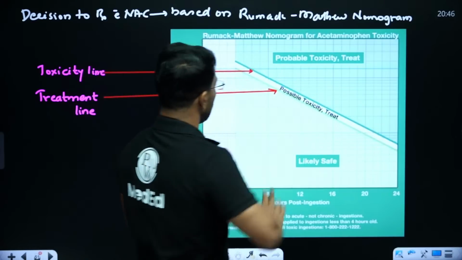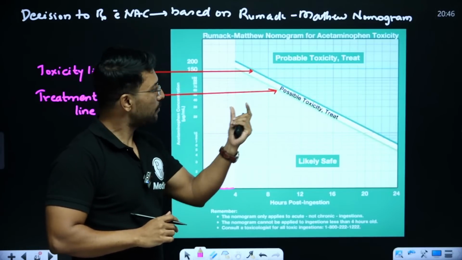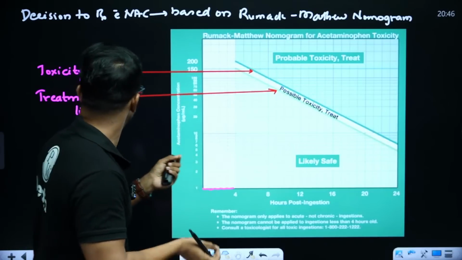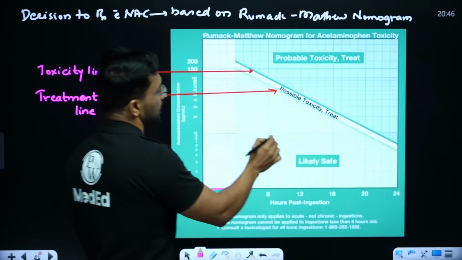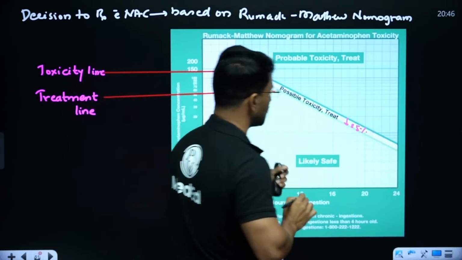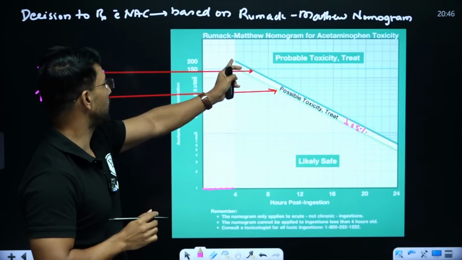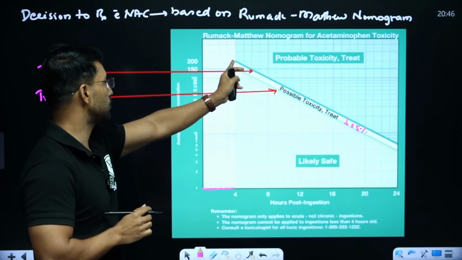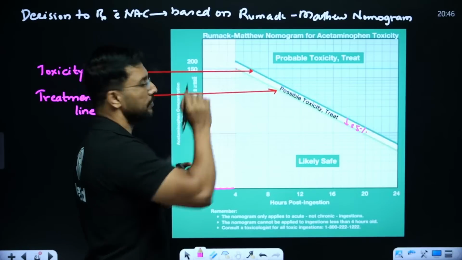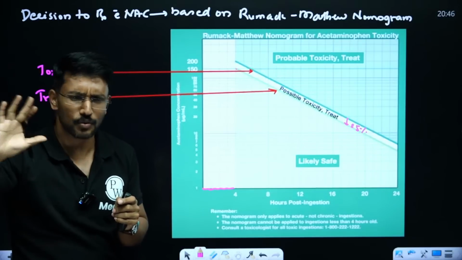But if I only treat those values which are above the toxicity line, then I may miss out on treating some which may still have reasonable risk of toxicity. So what we have done is, we have reduced the values by 25%. Let us say that at 4 hours, you can develop liver failure if the serum paracetamol value is 200 micrograms per ml. We will reduce it by 25% and we will instead treat at 150 only. We don't want to think of treating only when it is 200, because 200 is associated with toxicity.